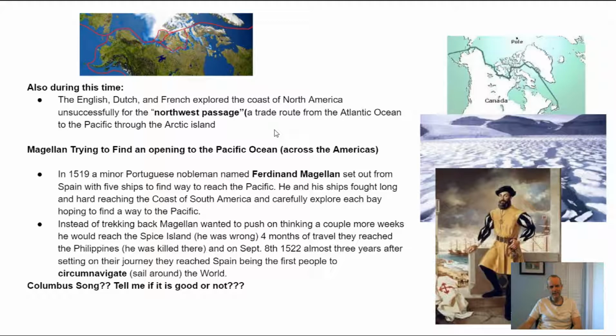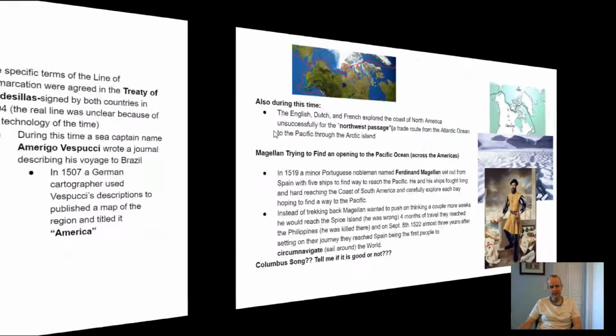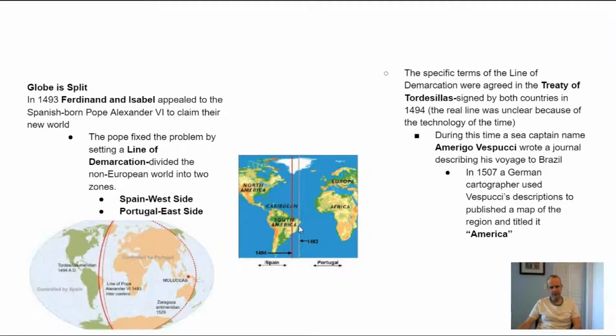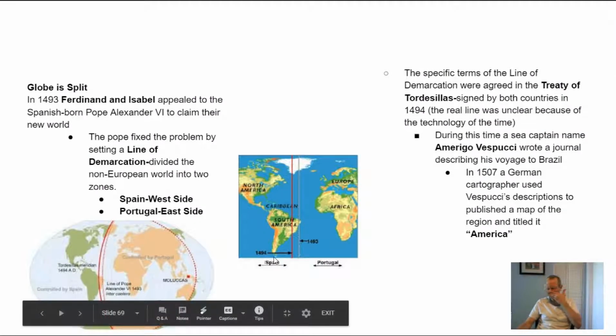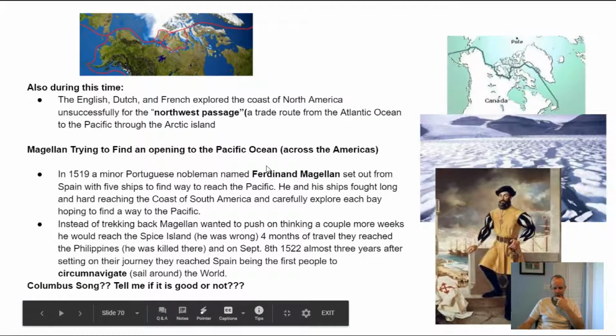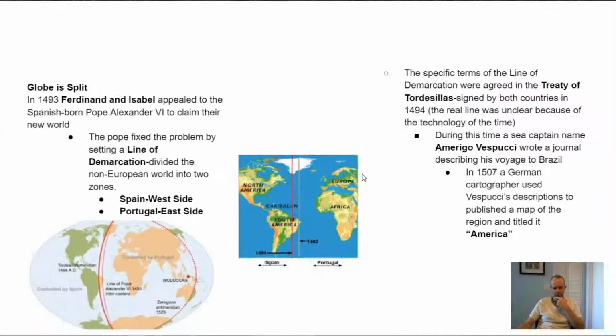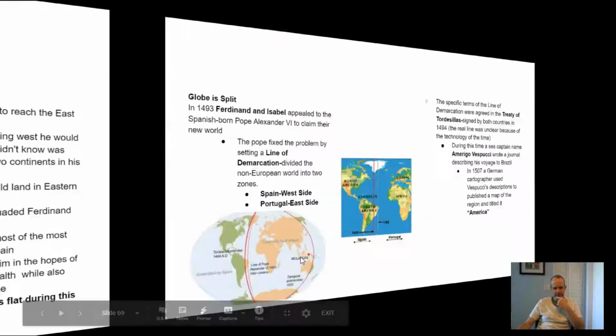Magellan then tries to find another route to India, and Magellan's important because he says, I'm not going to try to find a northwest route. Magellan says, I'm going to try to go around the tip of South America. Now this is important because as he's trying to find this route, he's basically mapping out the coastline of South America, and he finally does reach this actual little tip here of the Americas.